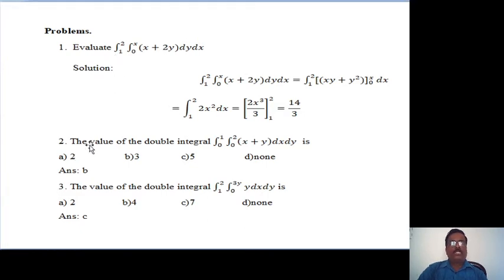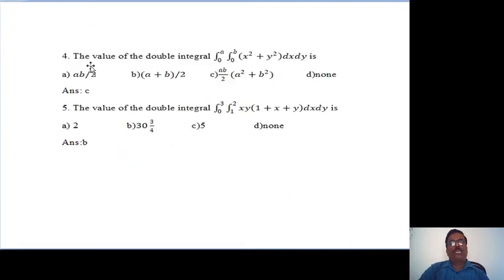Similarly, we have other problems which are left as an exercise for you. The second: the value of the double integral, integration from 0 to 1, integration from 0 to 2 of x plus y dx dy is, first option 2, second 3, third 5, fourth none. You have to choose the correct answer by solving the given problem. Third: the value of the double integral, integration from 1 to 2, integration from 0 to 3y of y dx dy is, first option 2, second 4, third 7, fourth none.